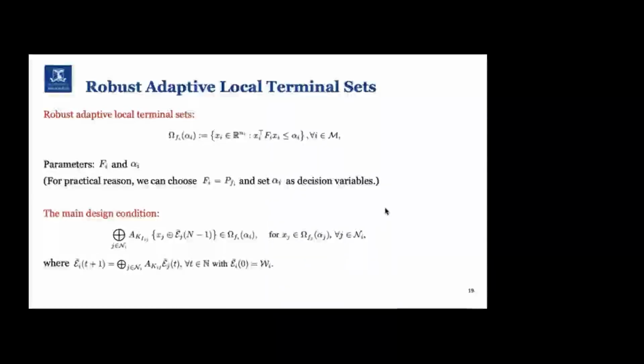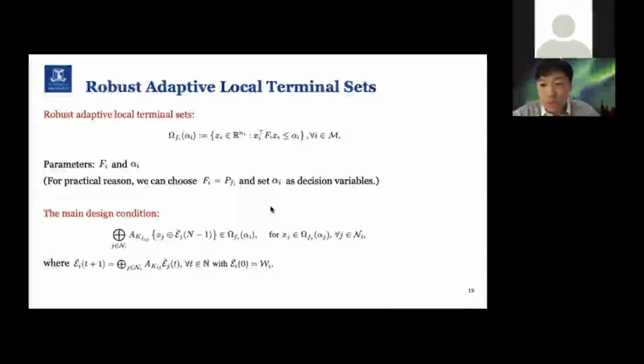And the next one is the robust adaptive local terminal sets. In general, we give the definition as shown here. It is defined in an ellipsoidal form, so the parameters are the matrix Fi and alpha i. These two parameters control the size of this ellipsoid. For practical reasons, we can fix Fi to be Pfi, that is the matrix used in the local terminal costs, and then we set alpha i as the decision variable in the optimization.